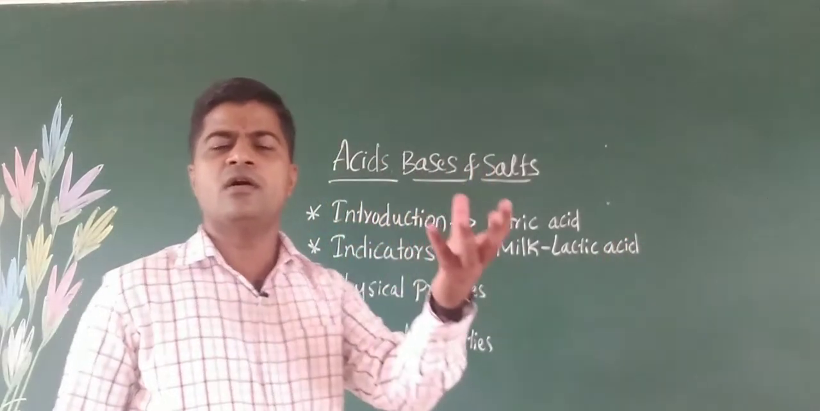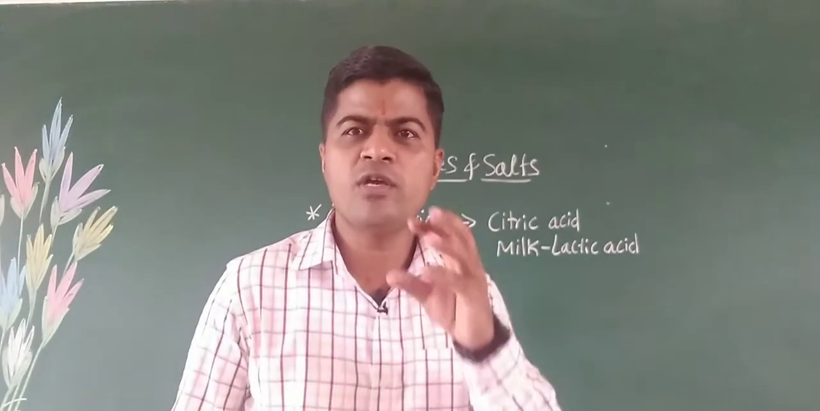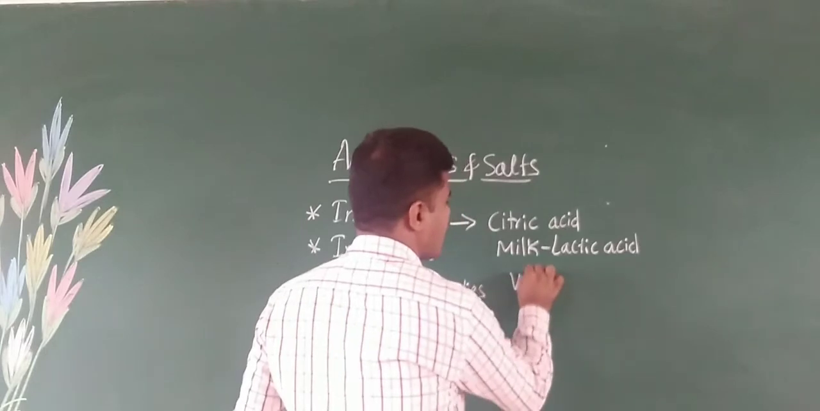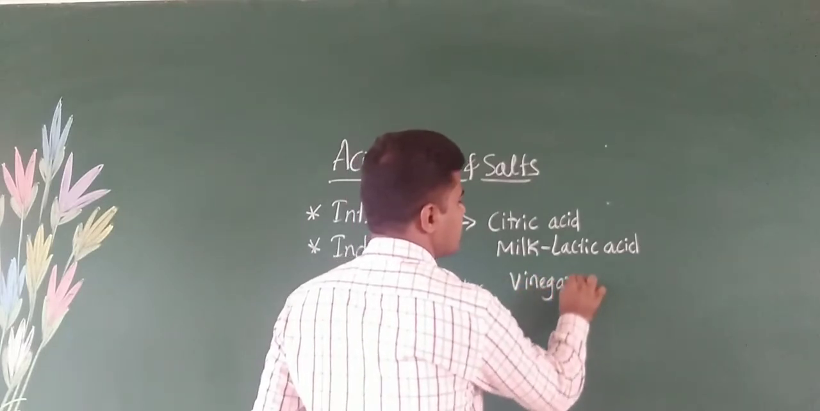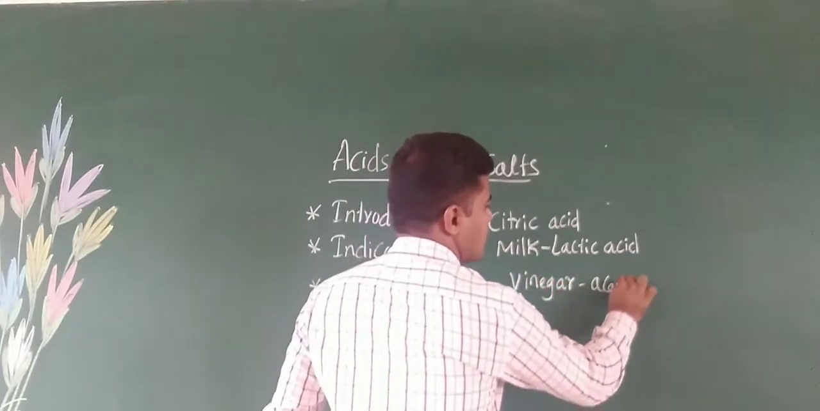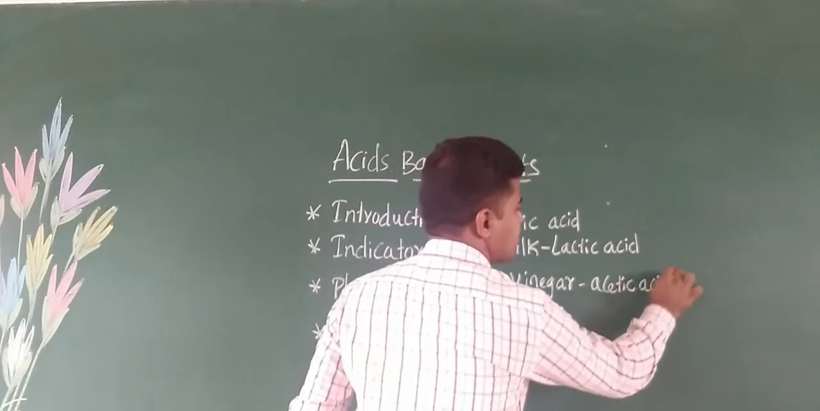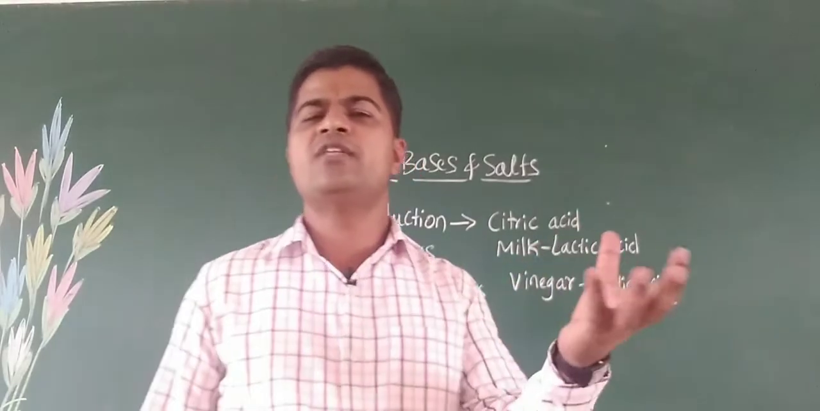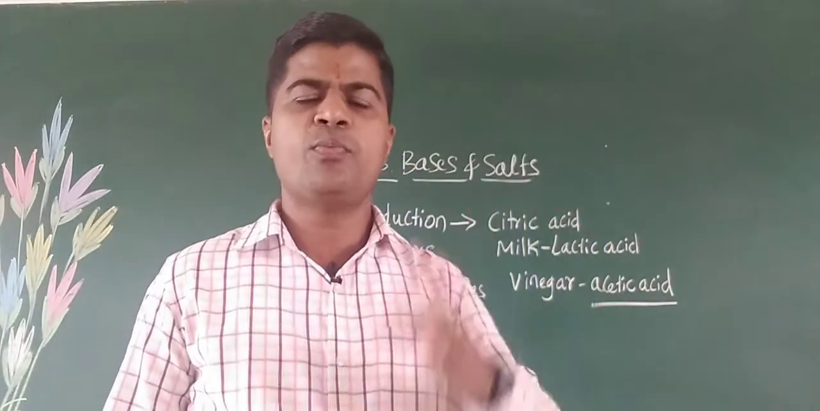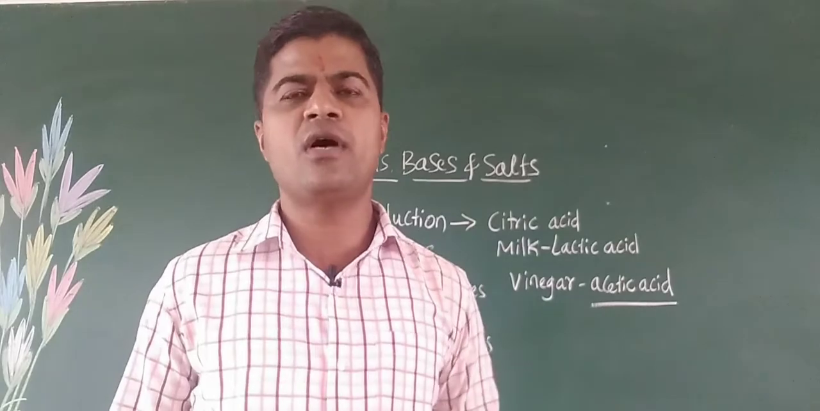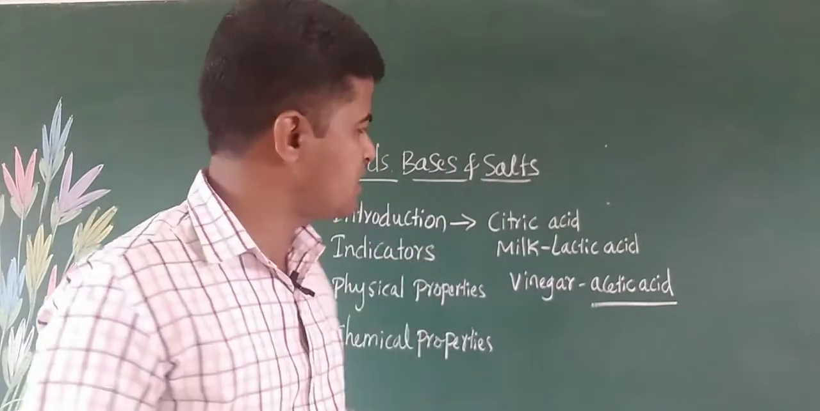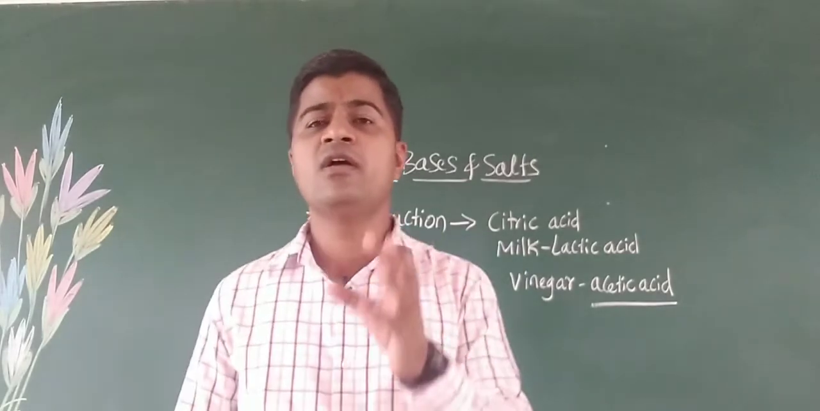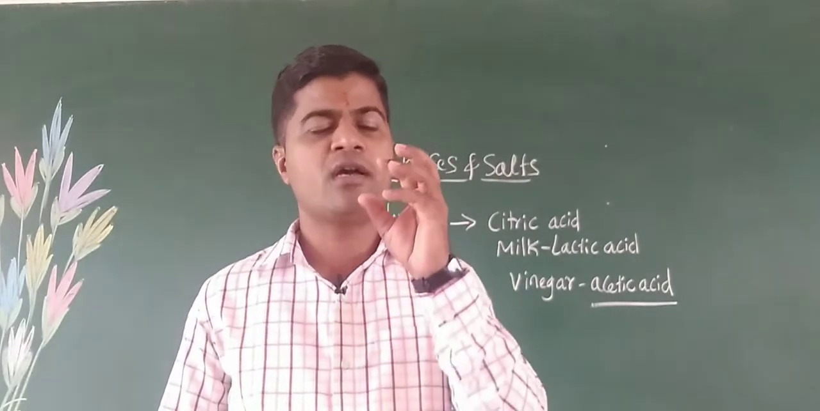And even to preserve pickles and all, we use acid. We use it especially in the name called vinegar. It is chemically called acetic acid. Acetic acid is used as a preservative. It is commonly used to preserve pickles and food. Like this, we have many acids in our daily consumption.